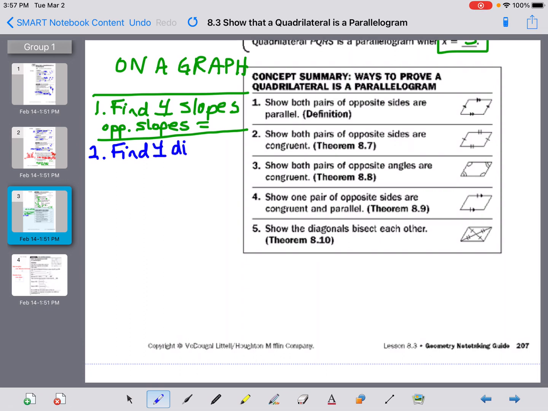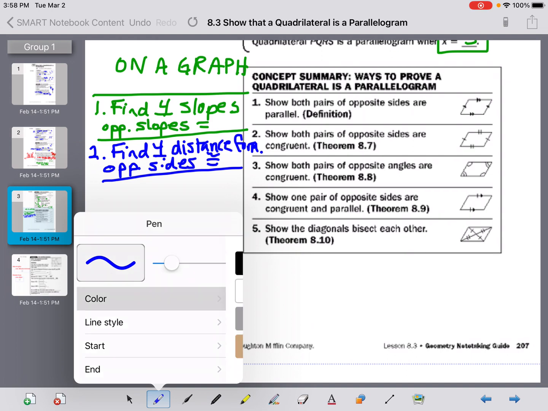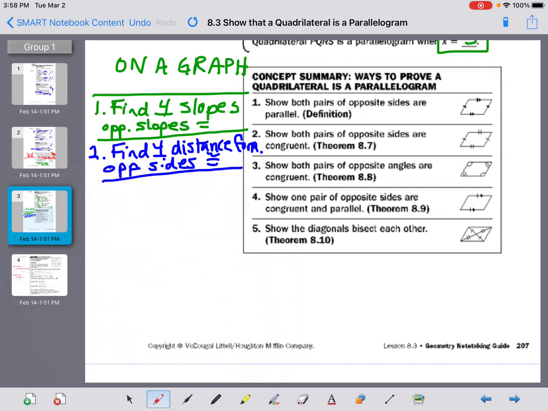4 distance formulas. So we're going to find 4 distance formulas, okay? And once again, we want opposite sides to be the same. Opposite sides need to have that same length. For number 3 here, show both pairs of opposite angles are congruent. I'm going to be honest, they need to give us information or we can't. This is not a way we can prove it. Not that we have in our toolbox of things we can do. So on number 3, we're not going to be able to do it.